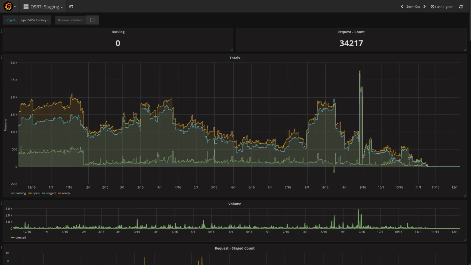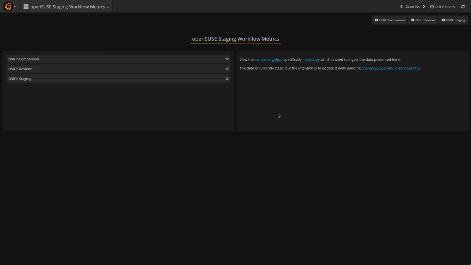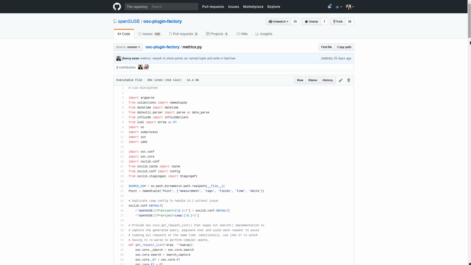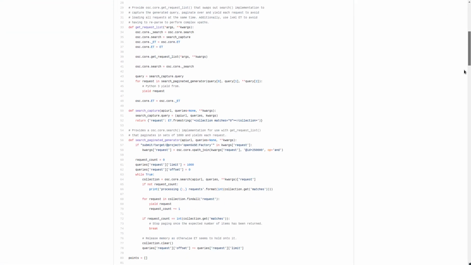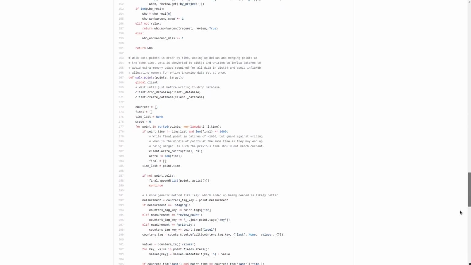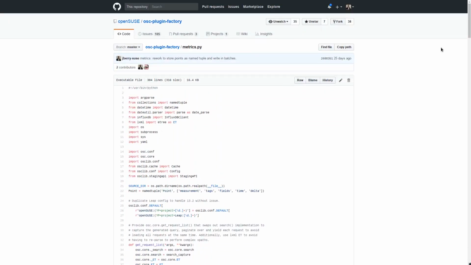For those interested in understanding more how this works or potentially getting involved in helping out, the code, there's a link on that home dashboard page. I can just navigate to that so you can see what I'm talking about. This is the link to the repo, and this is particularly the file, metrics.py. This is the code that's actually used to pull all the data out of the OBS API, process it, and then insert it into InfluxDB, where it's then pulled out of there with Grafana.